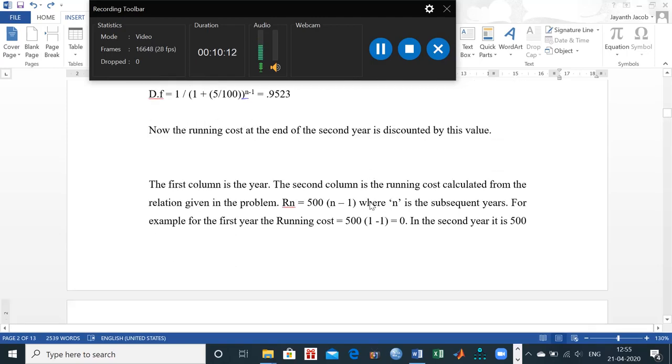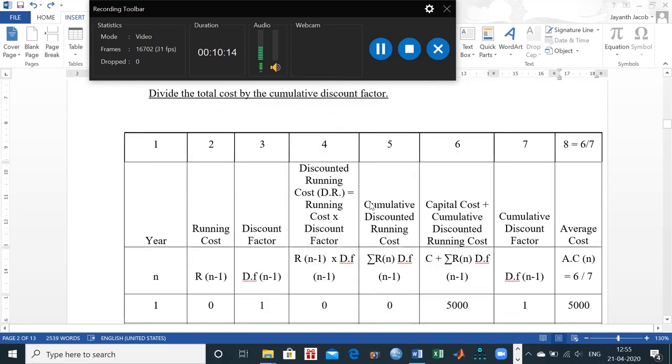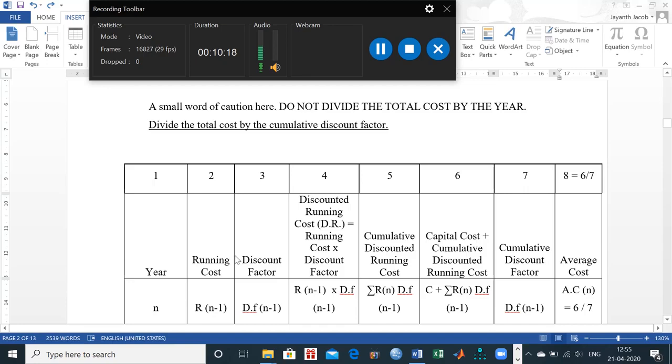Now we need to prepare our columns like this. So have a look at this column. We have the year, the running cost, the discount factor, the discounted running cost multiplied by the discount factor. Then we have the cumulative discounted running cost. Then we have the capital cost plus cumulative discounted running cost. Then we have the cumulative discount factor and the average cost. Now we have to be a little careful here.